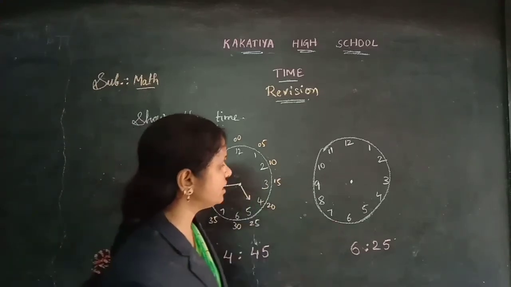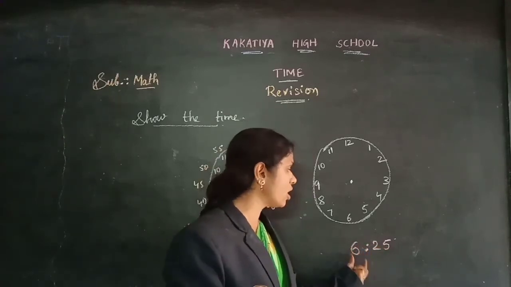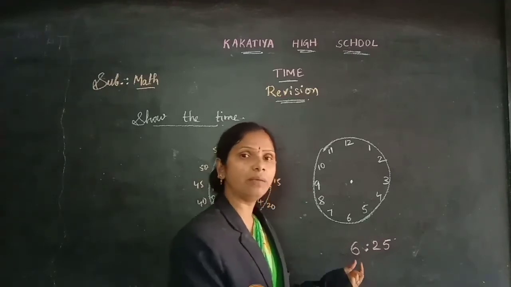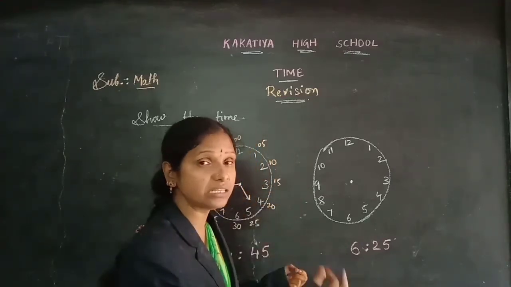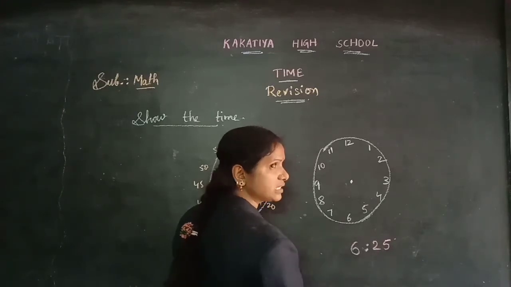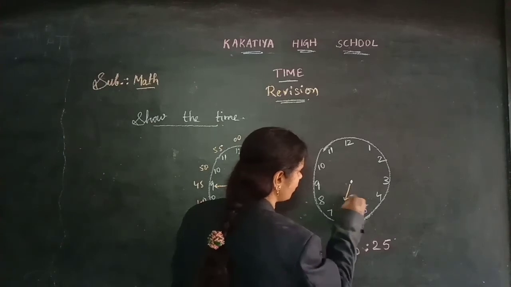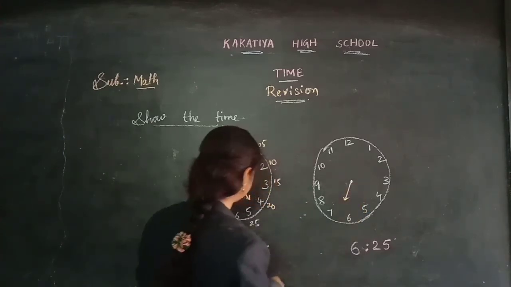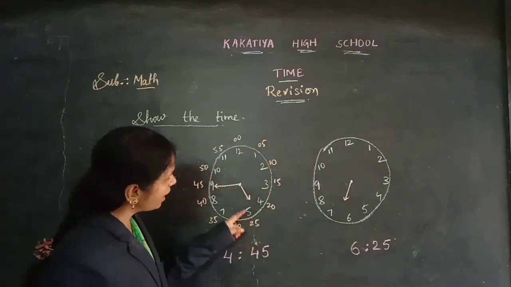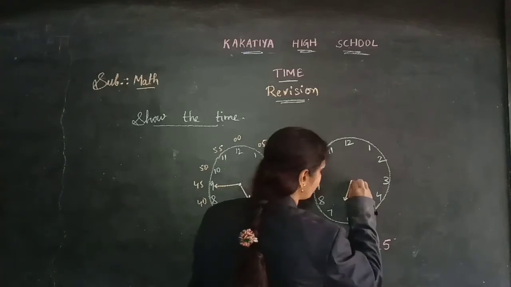And coming to this time, 6:25 means after 6 o'clock it crossed 25 minutes. Means the hour hand should lie between the 6 and 7. It crossed the 6; some minutes are given after 6. So it should lie between the 6 and 7 here. And 25 minutes is nothing but 5, children. So the minute hand should show 5.